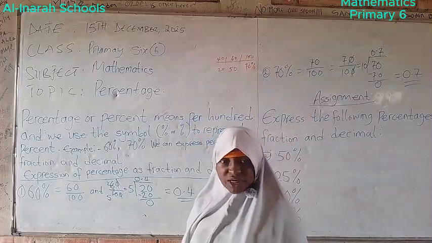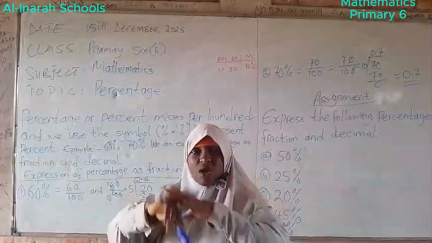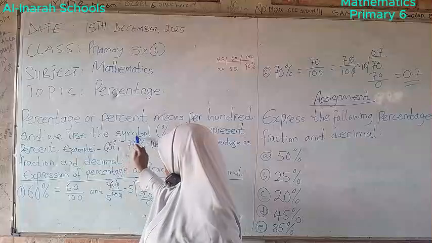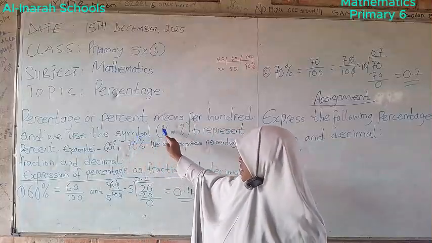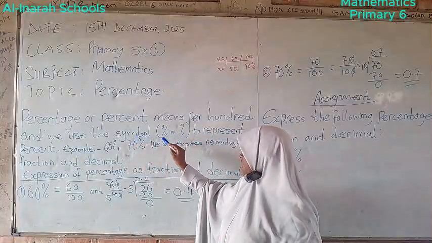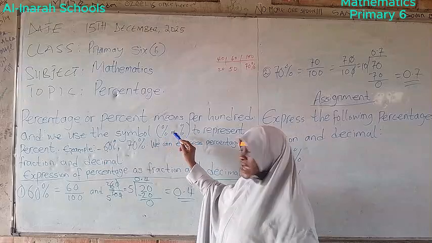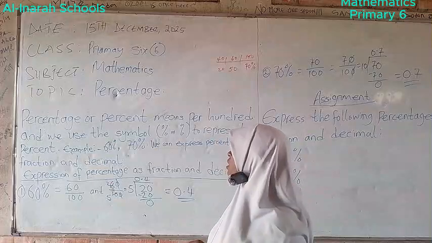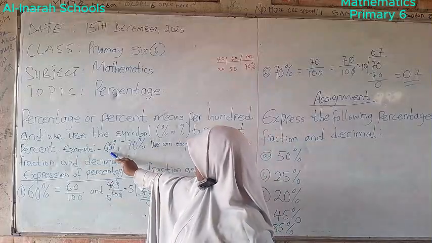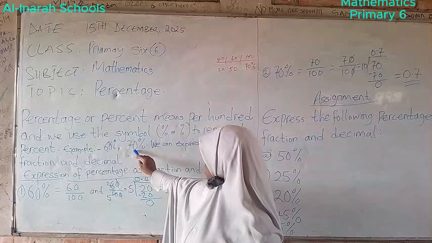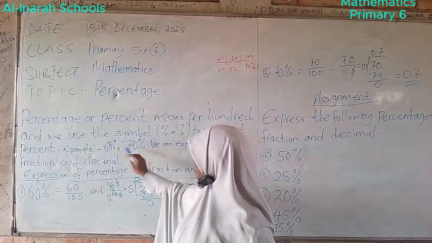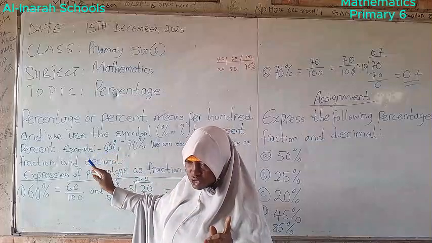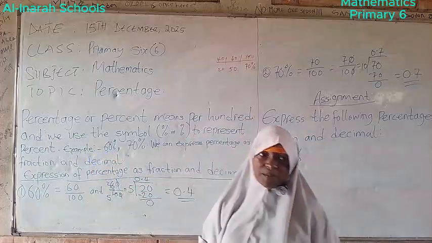When we say per 100, what do we mean by per 100? That's all over 100. And we use the symbol. You can see the symbol. We have this or this. It's either you write it like this or this. Both are the symbol we use to represent percentage. You can see we have 60%, 70%. These symbols are the symbol we use to represent percentage. That's per 100.